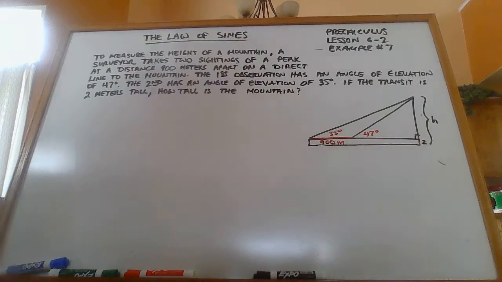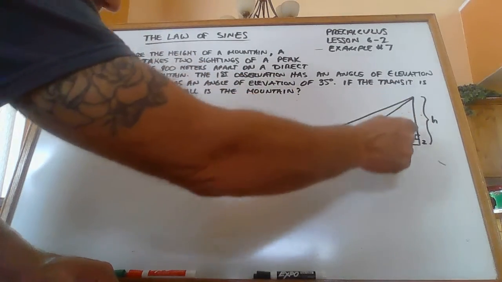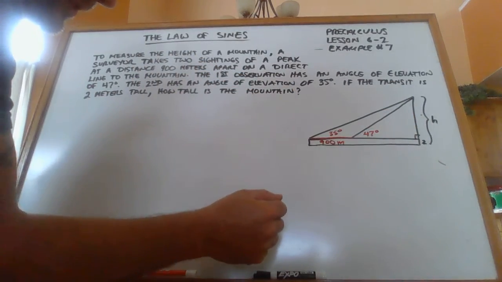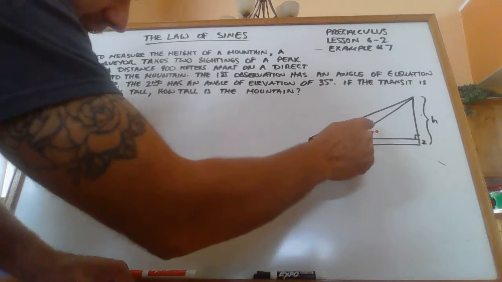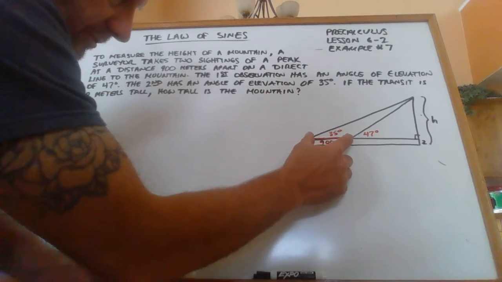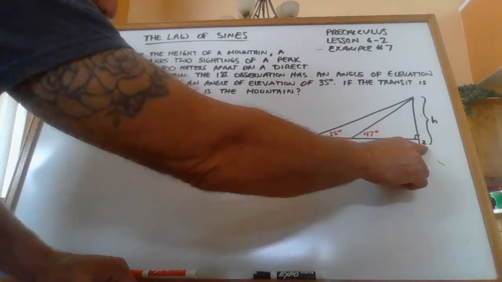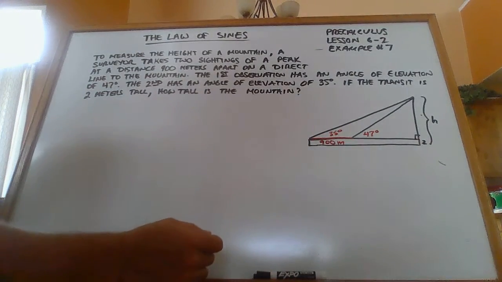So remember, the transit is the tool that a surveyor uses to measure angles. 2 meters would be very tall for that, but I think it makes for an easier problem. So here we've drawn a picture. Here's the height of the mountain over here. The sight taken, here's the first observation, is 47 degrees, the angle of elevation. The second is 35 degrees, and this distance right here is 900 meters. And you notice I put a little 2 right here. That's the height of the transit.